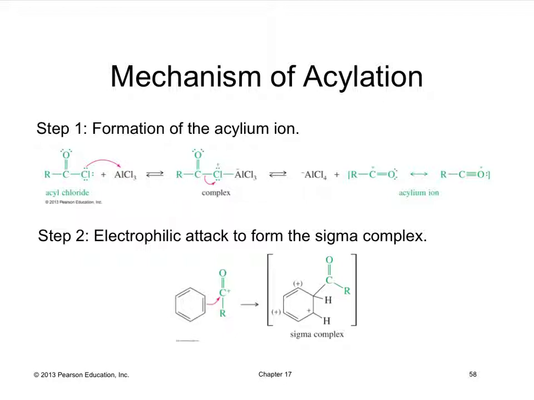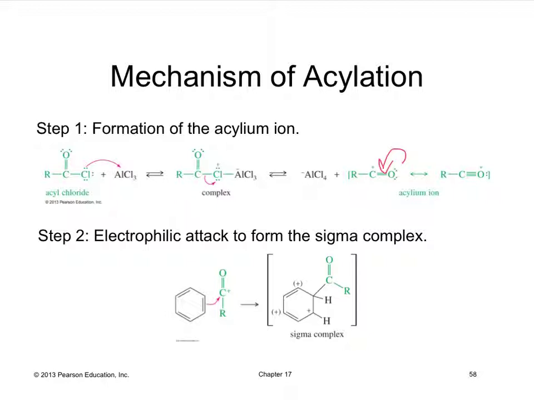So in the mechanism of acylation, the first step is where the chlorine attacks, forming a complex in which now the chlorine is cleaved, generating your acylium ion, which can undergo resonance. If it undergoes resonance, what's happening here is you can have electrons from your oxygen come in, forming a triple bond.